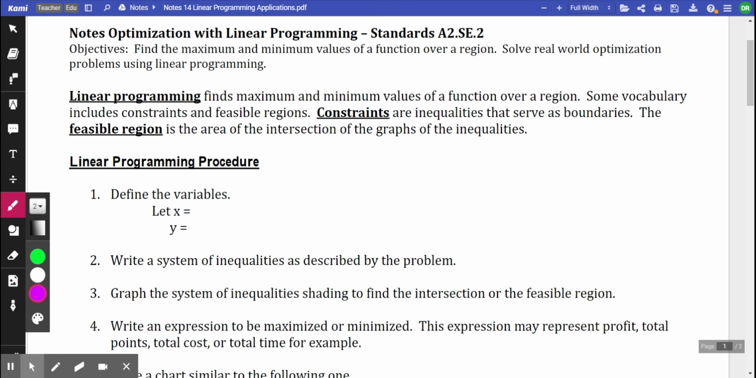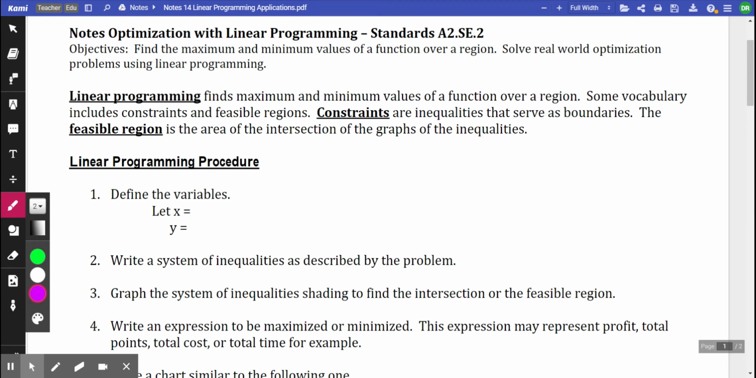In this video, we're going to take a look at optimization with linear programming. Sounds pretty fancy, but the general idea is we are going to apply these inequalities we've been graphing. So we have already graphed inequalities using either solid boundary lines if we can equal the line, or dashed if we cannot equal the boundary line.